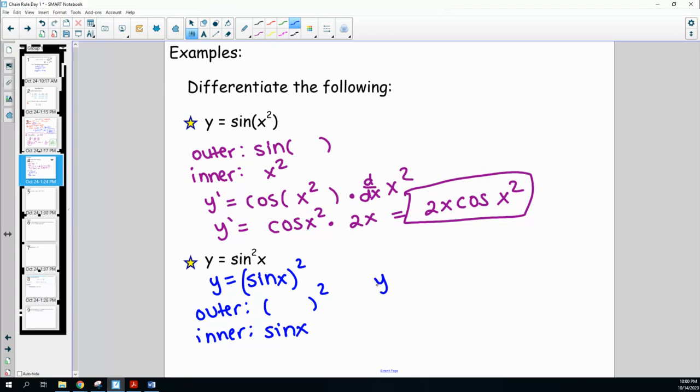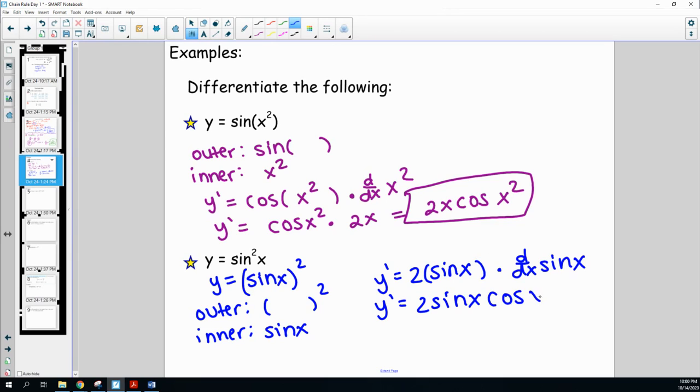So when I go to find my derivative, y prime, it's going to be the derivative of the outer function. So the outer function is something squared. So we're going to use the power rule. So it's going to be 2 times something to the first power. That something is going to be the inner function. So we're going to plug in the sine x. And then we multiply it by the derivative of the inner function, which is sine x. So the derivative of the sine x is going to be cosine x. So I'm just going to tack that right on. And here is our derivative.